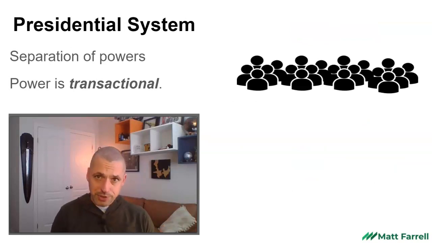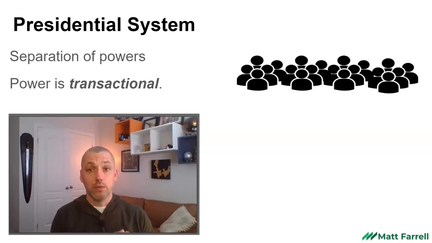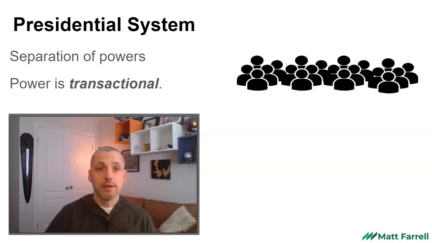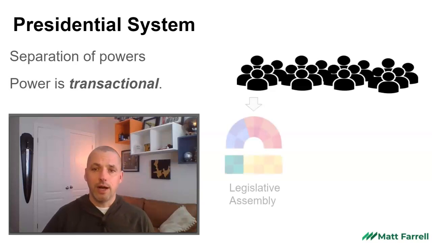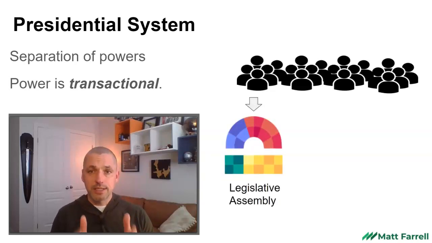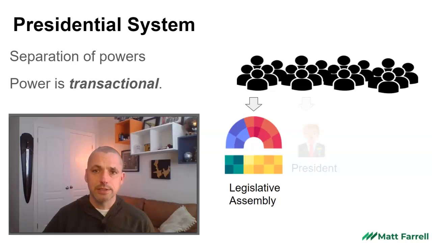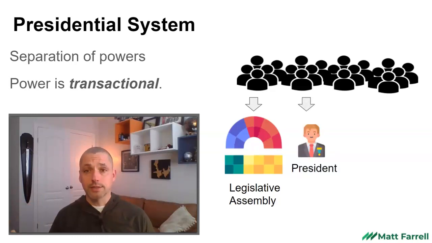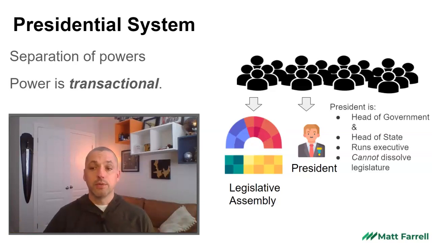Now, whereas a parliamentary system fuses the power, centralizing it in one spot, the prime minister and their cabinet, presidential systems like to divide the power up. Here's how that works. The citizens will vote for some kind of legislative assembly, a Congress or a Chamber of Deputies. It's called different things in different places. Separately, they will also elect a president. And so that power is separated in two different places. The president will typically be the head of government and the head of state. They will run the executive branch, but they cannot dissolve the legislature.